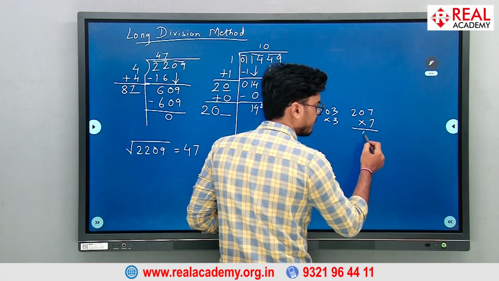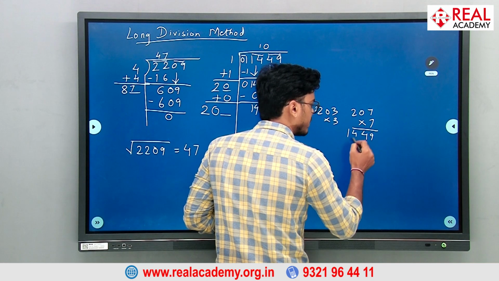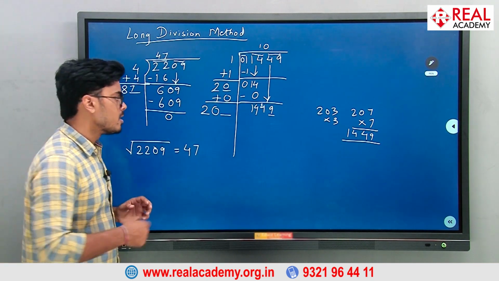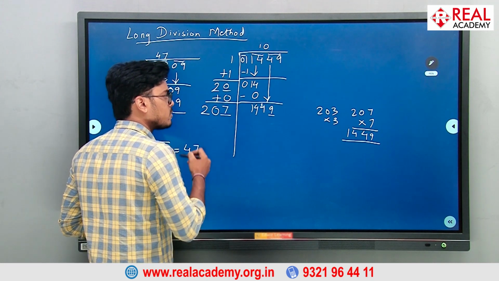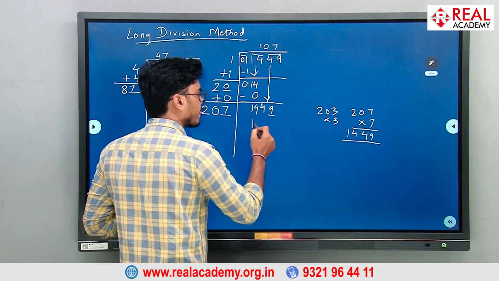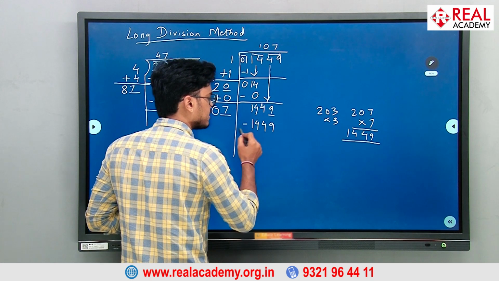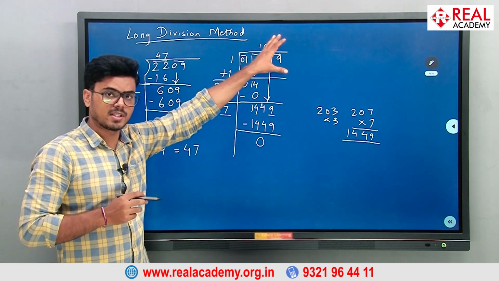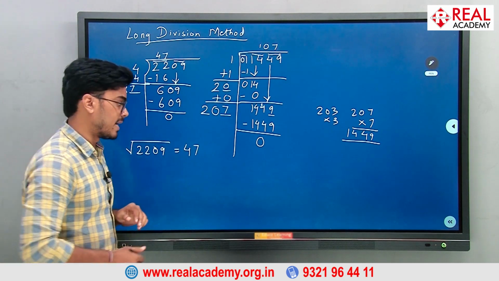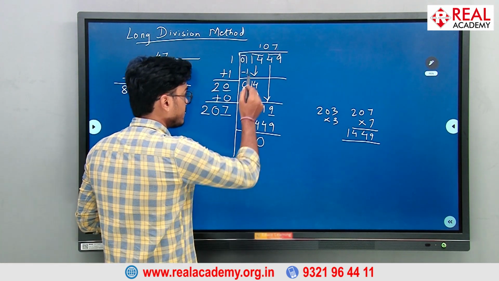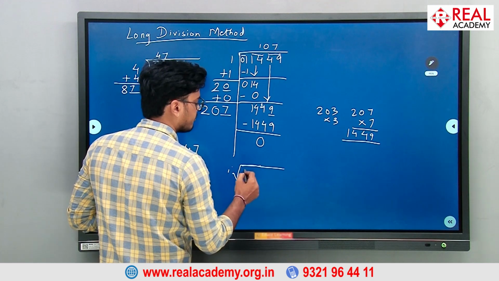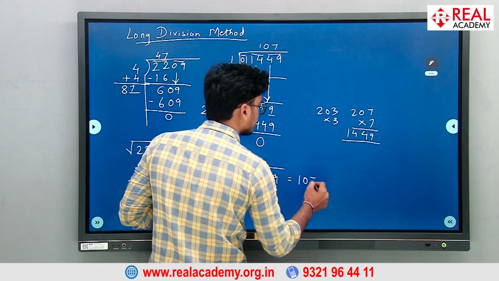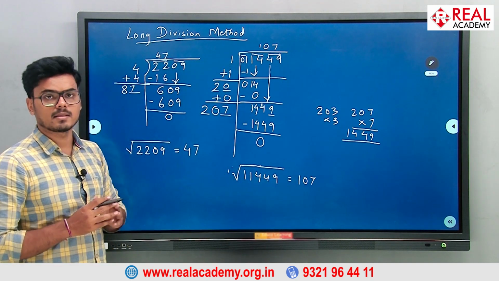We'll get 7 7s are 49, 7 2s are 14. As you can see, we are getting 1449, which is required here. So the next digit is 7, 207 multiplied by 7 is 1449. The subtraction is 0. Once we get the remainder 0, whatever the quotient is, that is the square root, right? So therefore, square root of 11449 is equal to 107. This is our answer here, right?